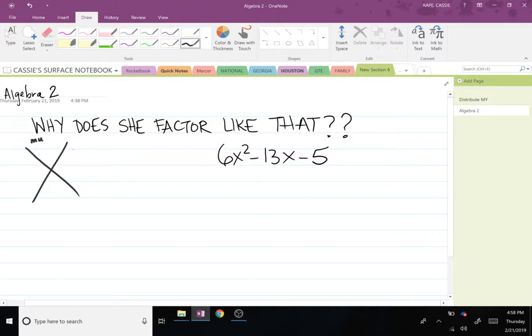Typically, a lot of people write, okay, you're looking for numbers that multiply to, and what you do is multiply that 6 and the -5. So you know that you're looking for two numbers that multiply to give you -30, which is 6 times -5. And then they add to give you that number in the middle, -13. All right. I'm going to assume you might have some guesses, but you might also be wrong. So this is how I look at a factor list.